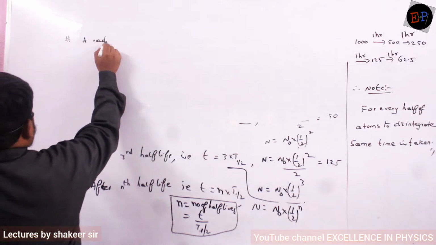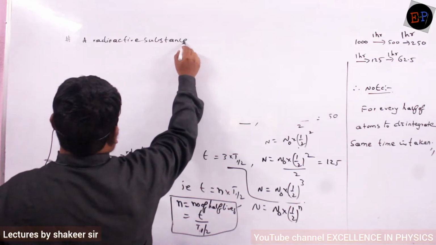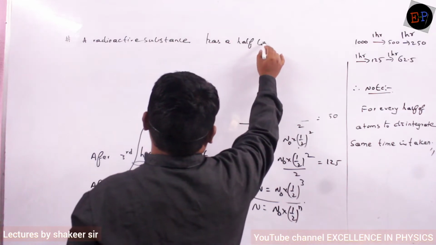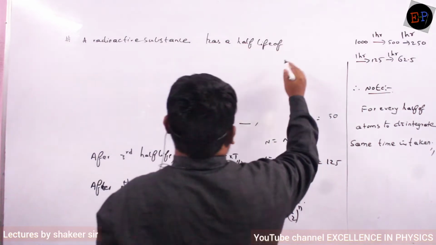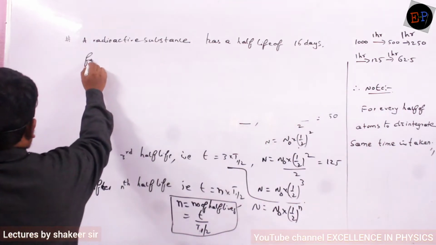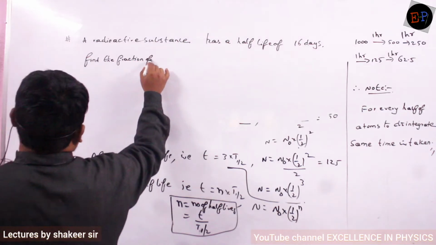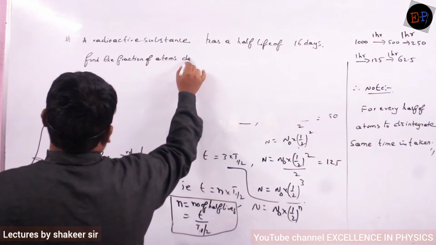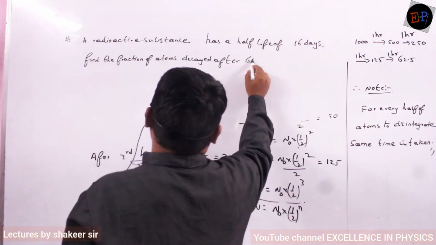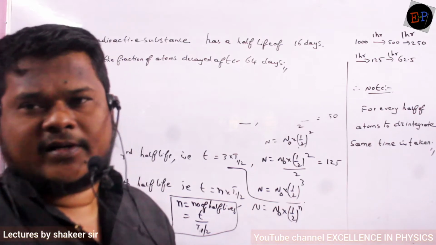A radioactive substance has a half-life of 16 days. Find the fraction of atoms decayed after 64 days. That is the question. Come on, try to do this question.